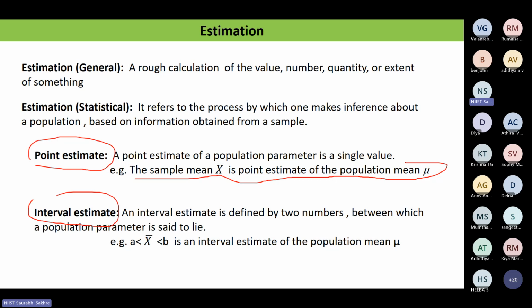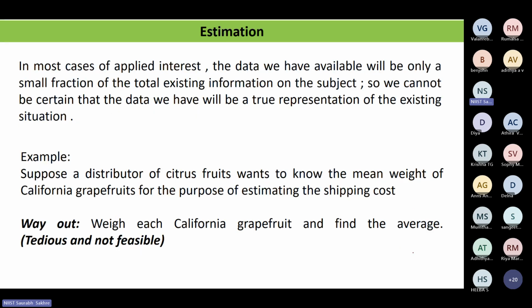But when I say interval estimate, I will be providing an interval with some level of confidence. An interval estimate is defined by two numbers between which a population parameter is said to lie. Let's say A less than bar x less than B is an interval estimate of the population mean mu. So in point estimate, I will be giving a single value. In interval estimate, I will be giving two values between which my actual answer will lie, so that I can make a decision out of it. I hope up to estimation it is clear to you.